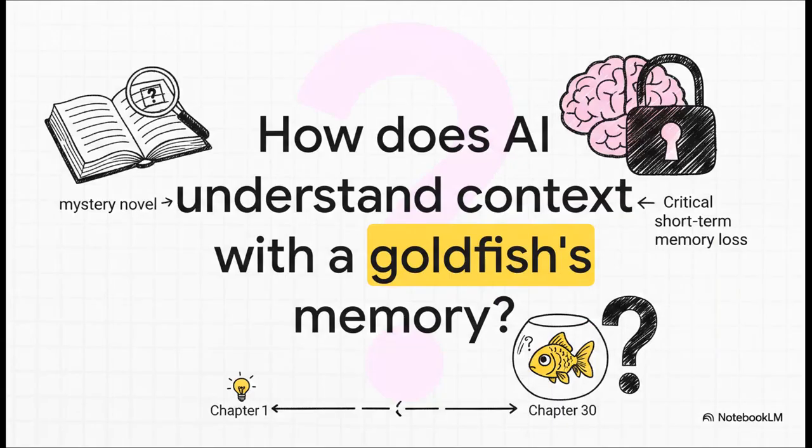So, think about this. How does an AI remember that tiny, crucial detail from Chapter 1 when it's all the way in Chapter 30 trying to solve the big mystery? Well, for the older AI models, this was a massive problem. They had this critical bottleneck. You could almost call it a kind of digital short-term memory loss. It made connecting ideas across long distances practically impossible.